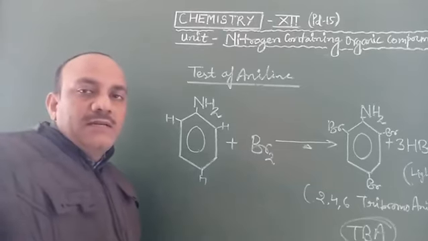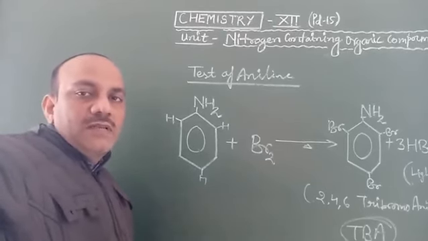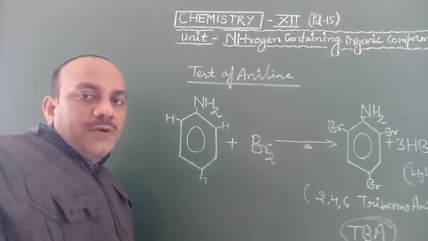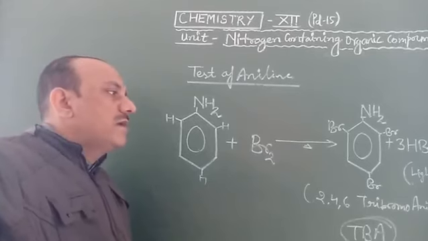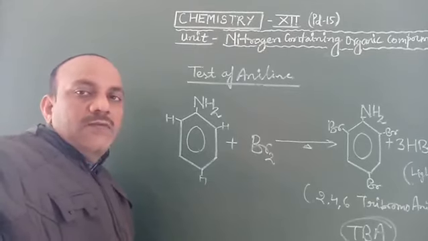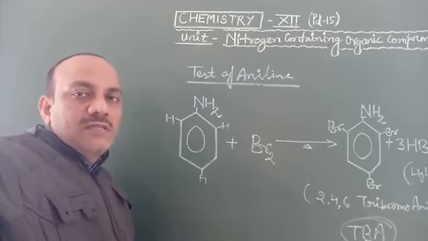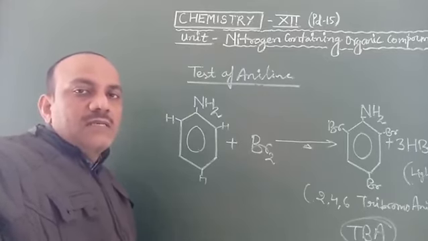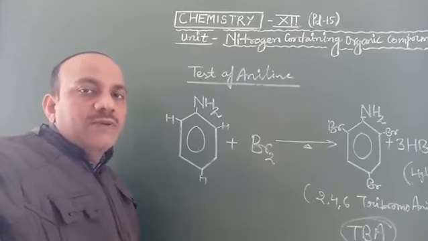Students, here we complete the B section of this chapter, nitrogen containing organic compounds, and in another class we start the third section of this unit, and the third section is named diazonium chloride.